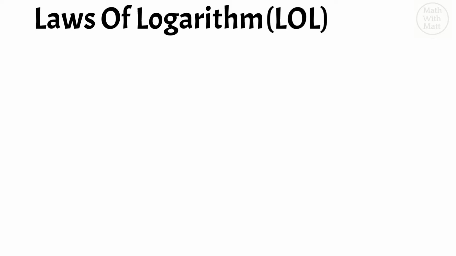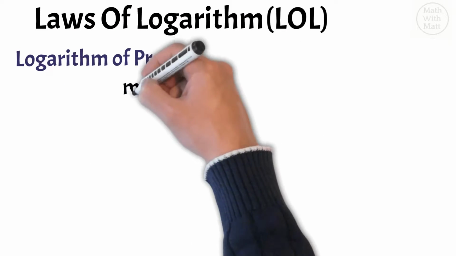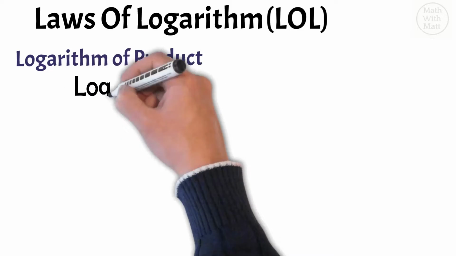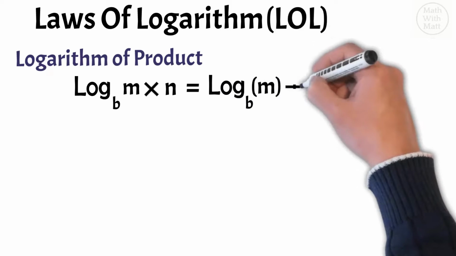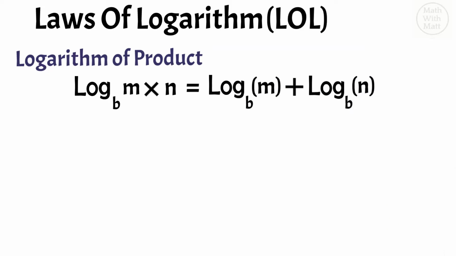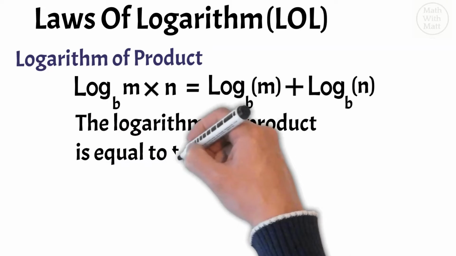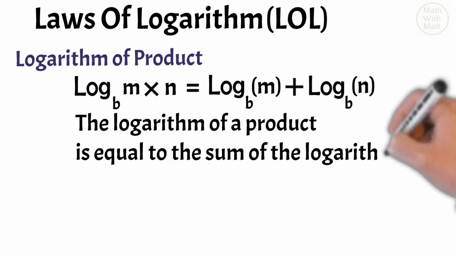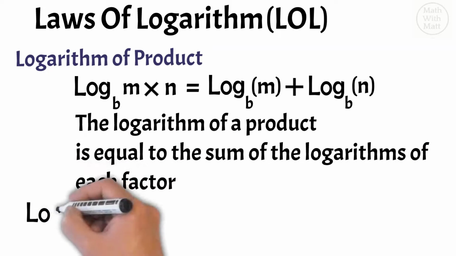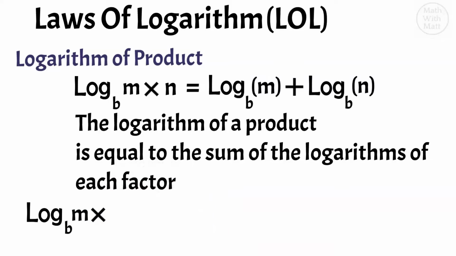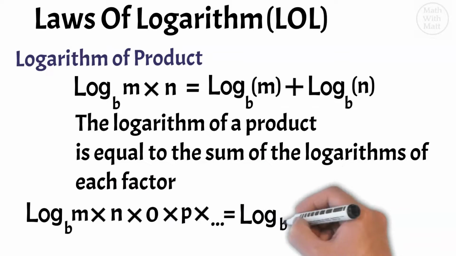Moving on to our next LOL, the log of product, which states that products of numbers that are difficult and time-consuming can be simplified by using logarithm, by converting multiplication into simple addition. In technical terms, we can say the logarithm of a product is equal to the sum of the logarithms of each factor. Here, each factor is a noteworthy mention. As we can see, this statement holds true even when there are multiple multiplications involved, which can further be turned into multiple additions.